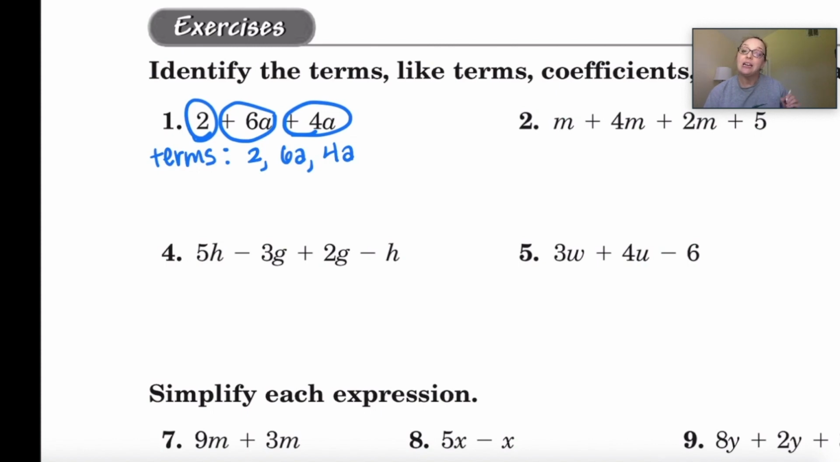Okay, like terms. And sometimes there might not be any like terms. So like terms would be any terms that have the same variable, which in this case would be the 6a and the 4a.